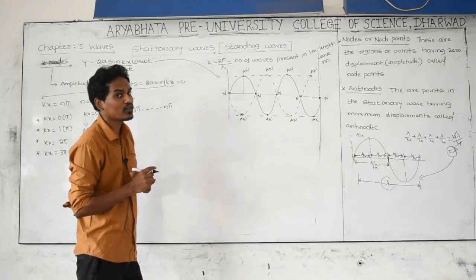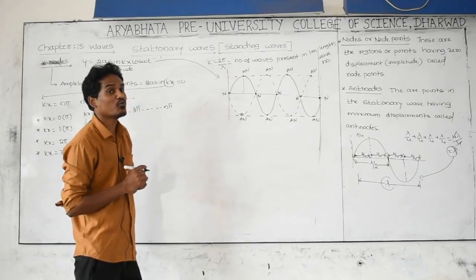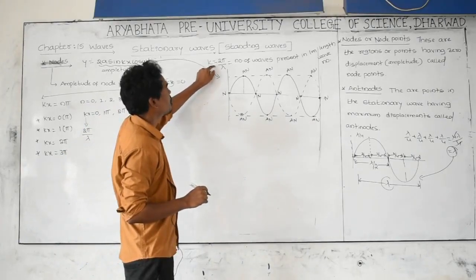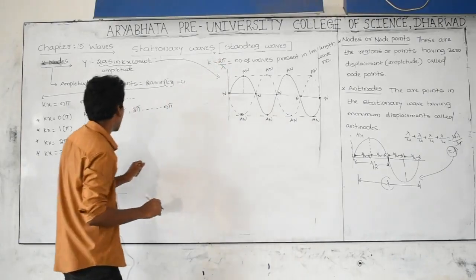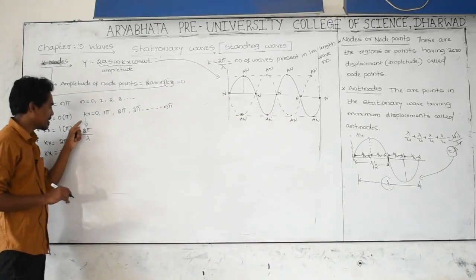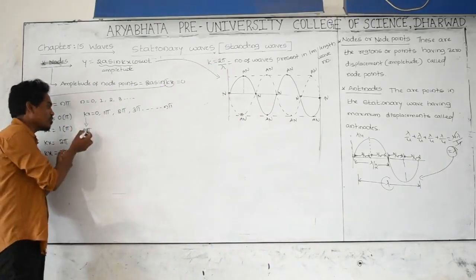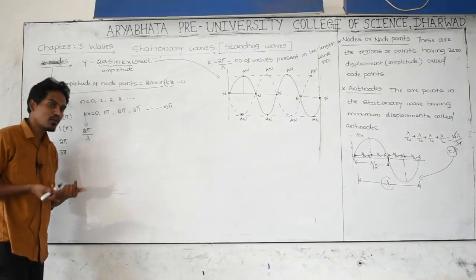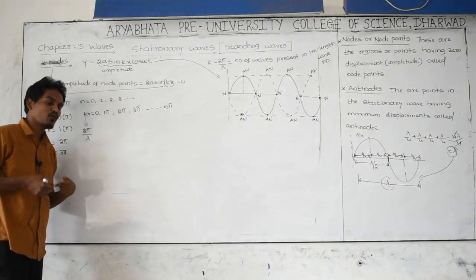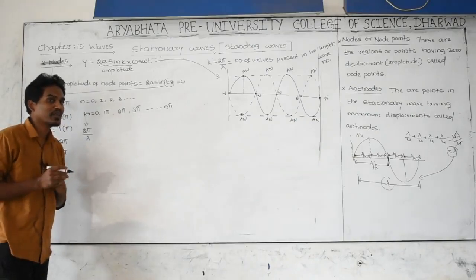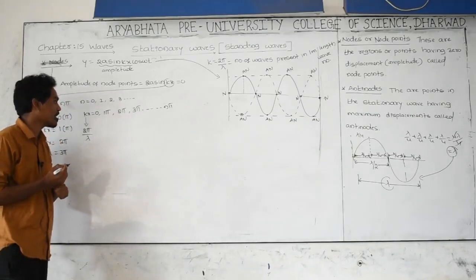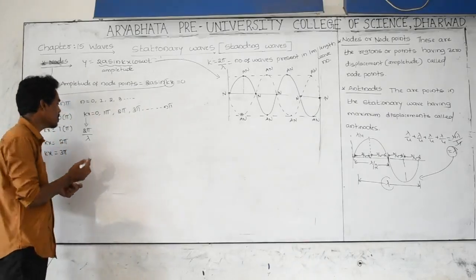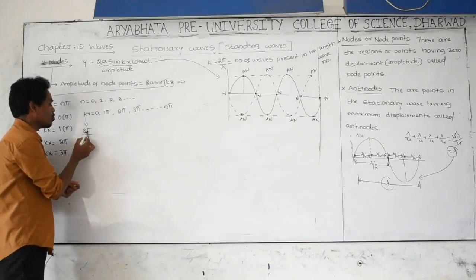And how to find the number of waves present in 1 meter of length, that is the formula: K is equal to 2 pi by lambda. I have taken the formula of K here. Don't confuse. What is K? Wave number. What is wave number? The number of waves present in 1 meter of length in the medium. Those waves we are going to call the wave number. And how to find the wave number? By using the formula 2 pi by lambda.